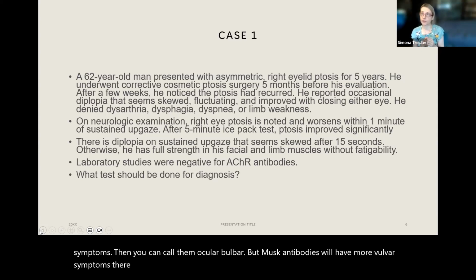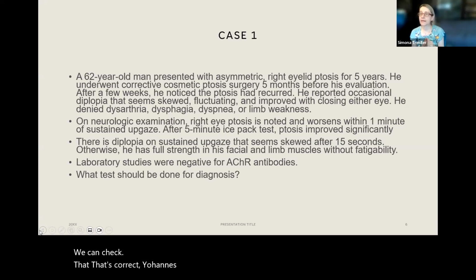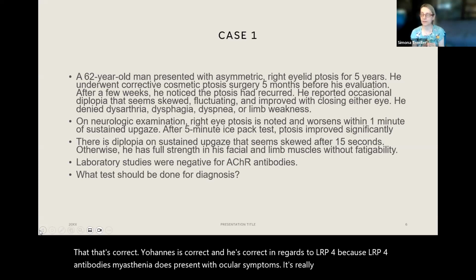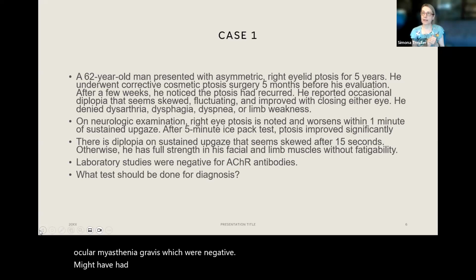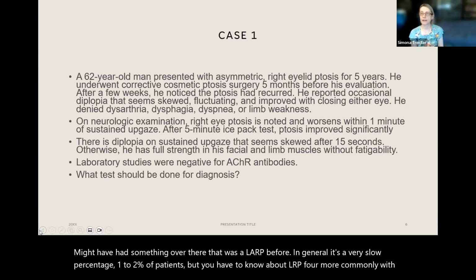There is another antibody that you need to ask for along with anti-MuSK. LRP4, we can check, and send them for a CT chest for a possible thymoma. That's correct, and he's correct in regards to LRP4, because LRP4 antibody myasthenia does present with ocular symptoms. It's really the one that we didn't know about before those antibodies were discovered and reported. Most of those 50% of ocular myasthenia gravis patients who are negative might have had LRP4. In general, it's a very small percentage, 1 to 2% of patients, but you have to know about LRP4 more commonly with ocular MG than anti-MuSK.